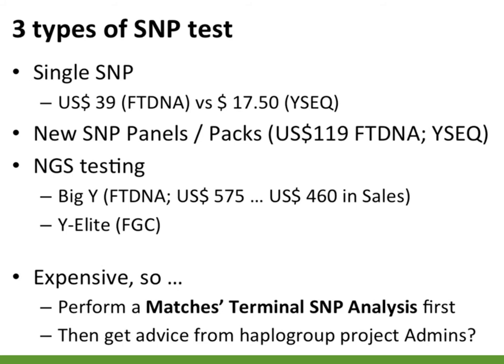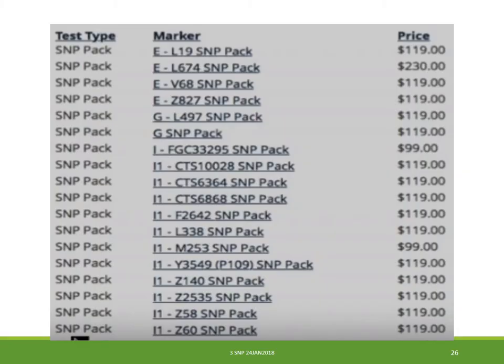The next generation is expensive, so most people do the terminal SNPs first. I don't find that too productive, but we'll talk about that more as we move forward. Here's a list of some of the packs you can buy, and you see they each have a label so you can order it, and most of them are $120, $119, $99, depending on how many SNPs are in them, and this is the Family Tree DNA product.